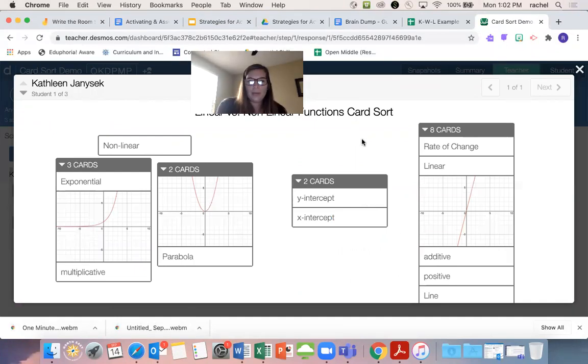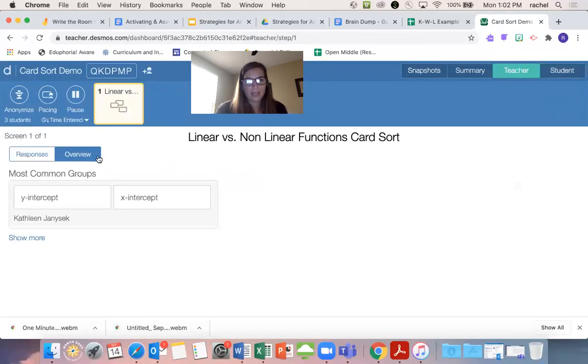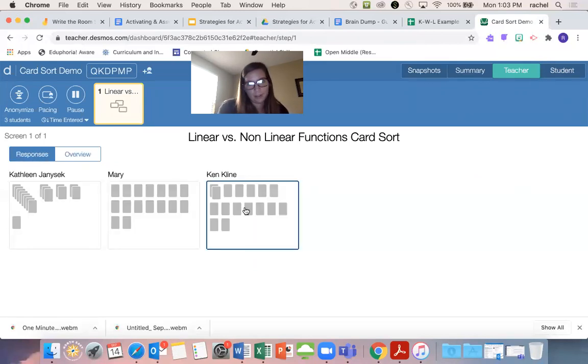So if I look at this one, they've actually linked these cards together of linear and nonlinear and put rate of change together with linear. Put X and Y intercepts together, but not in either one because they know that applies to every type of function. So I can see the thinking that went on in this student, and in Desmos, I could give feedback to that student. I can also look at overall for the class, the most common groups that were put together.